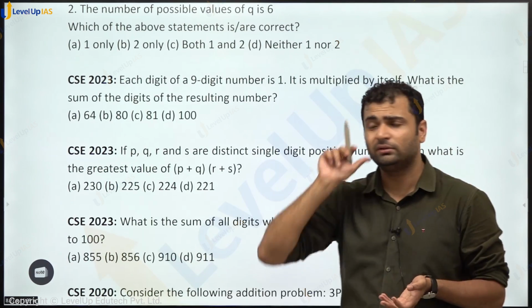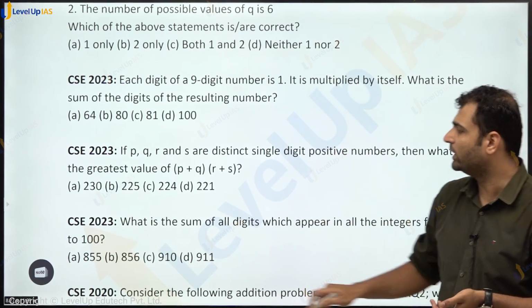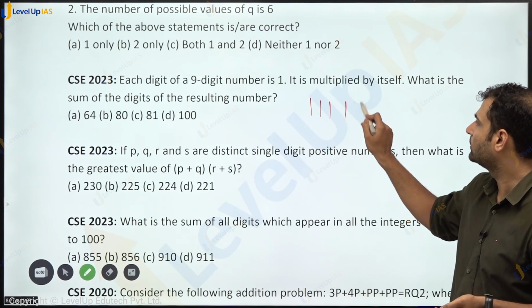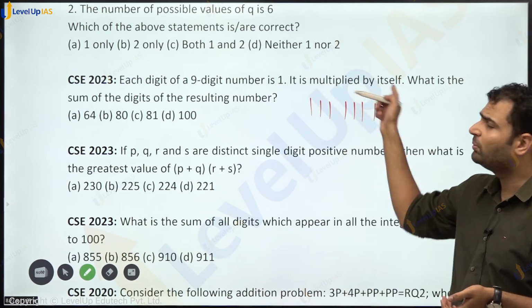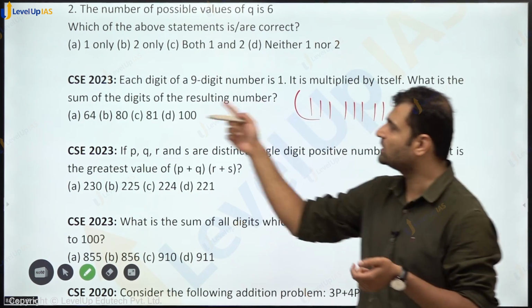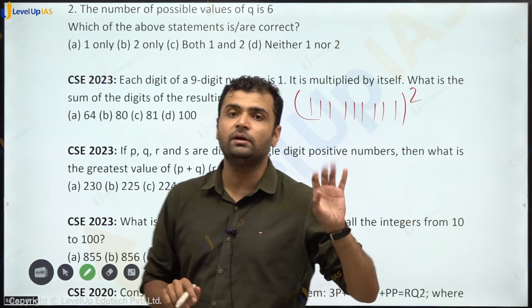Next question. Each digit of this 9-digit number is 1. Basically, what are they saying? This is the number, and multiplied by itself, meaning they are squaring this number. Question is, what is the sum of the digits of the resulting number?